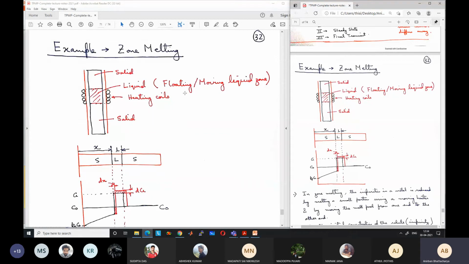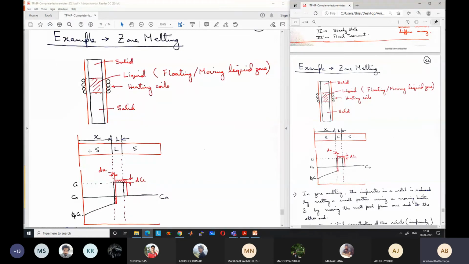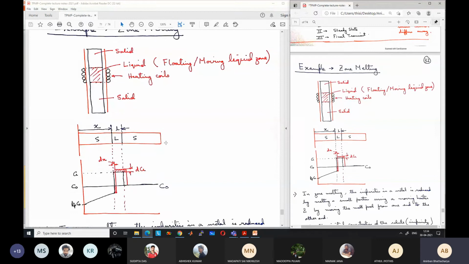The liquid zone is a floating or moving liquid zone because it is moving forward with the coils. So if I orient this in a defined manner, I can draw like this, where the coils have started moving from the left hand side and moved up to a certain length x. At this point, the length of the liquid zone is small l.